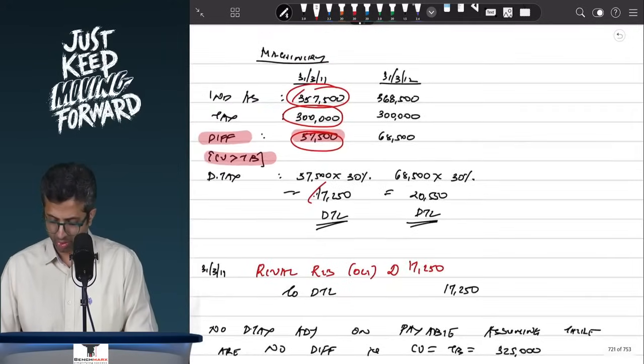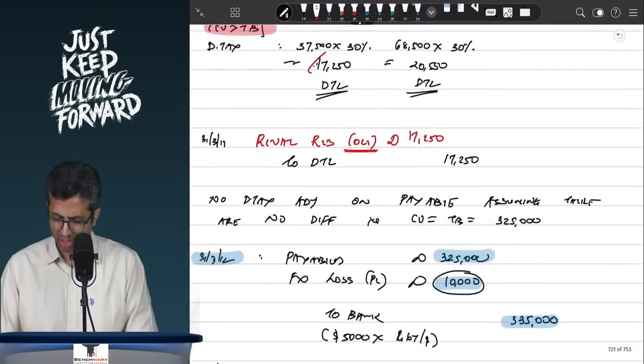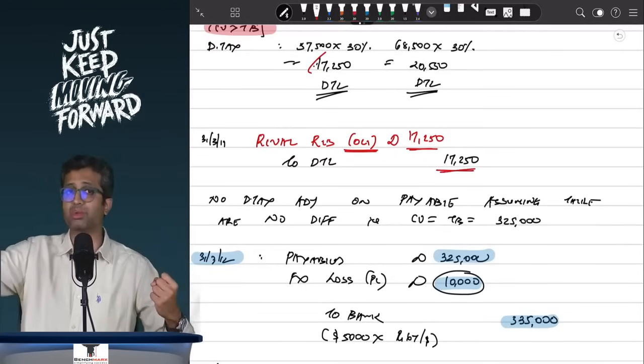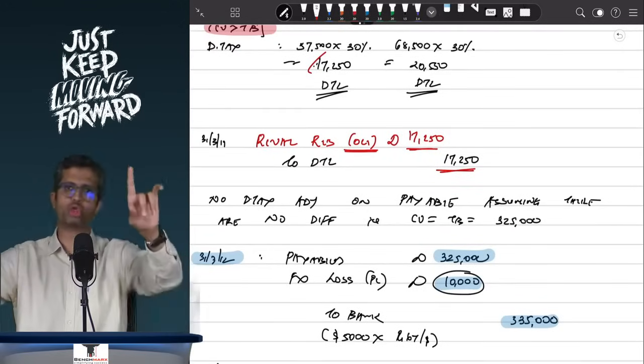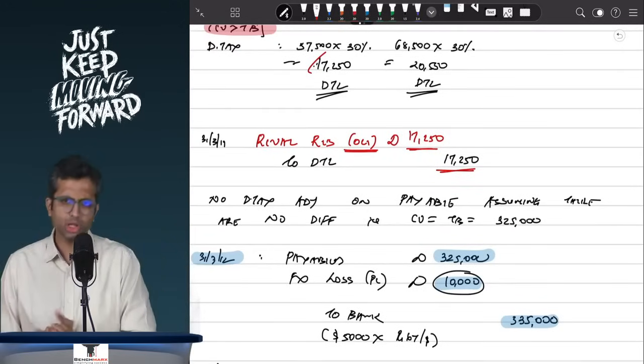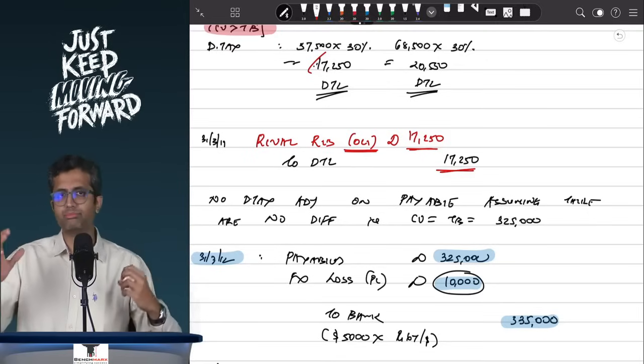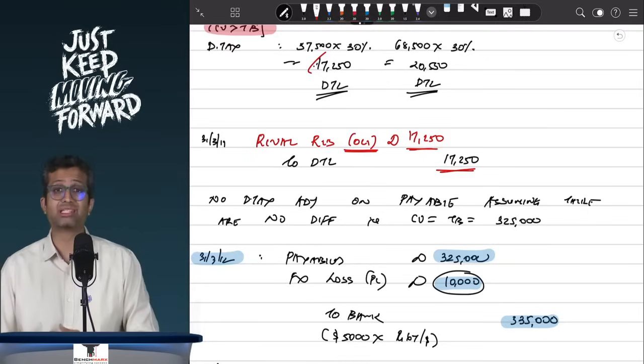Your entry over here will be revaluation surplus account debit 17,250 to DTL. Why? Because the 57,500 is appearing in my OCI, so the tax impact on that should also appear in my OCI. Okay, when you go to the year 31st March 12, again my machinery comes to around 3,68,000.